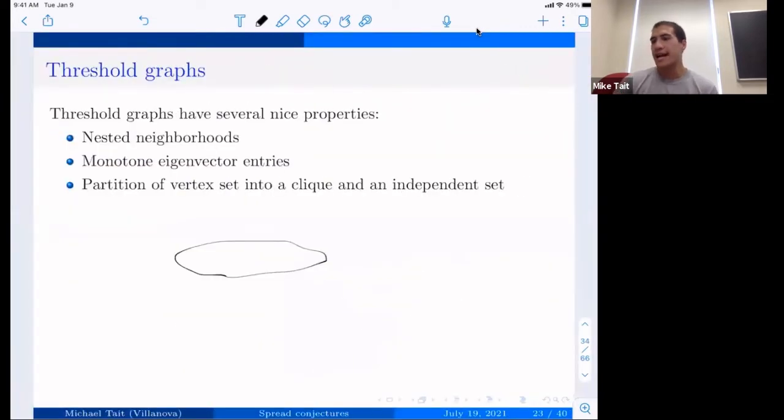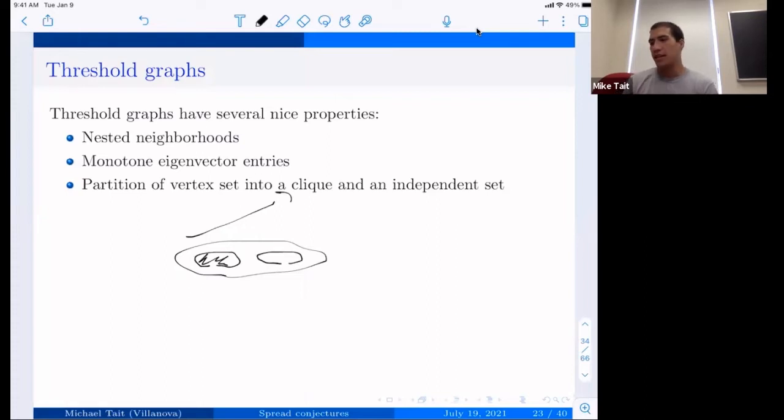And what this means is that since you have nested neighborhoods, you can order the vertices in such a way that the eigenvector entries are also monotone. So you have this partition so that the neighborhoods and the eigenvector entries are monotone. Another thing that happens is that in any threshold graph, there's a partition of the vertex set so that one side induces a clique and one side induces an independent set.